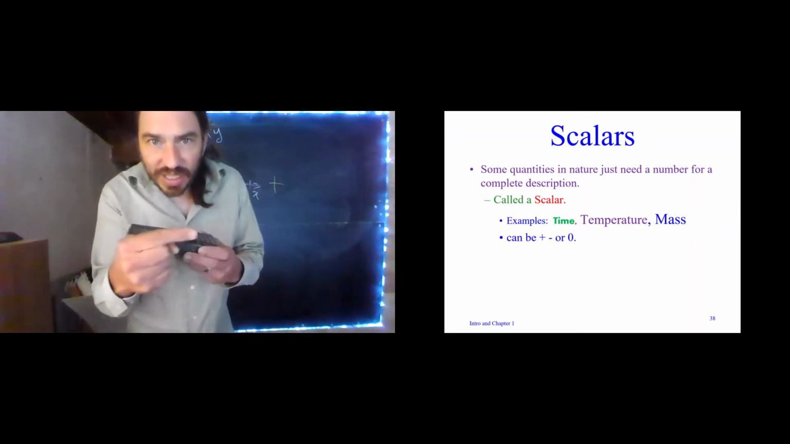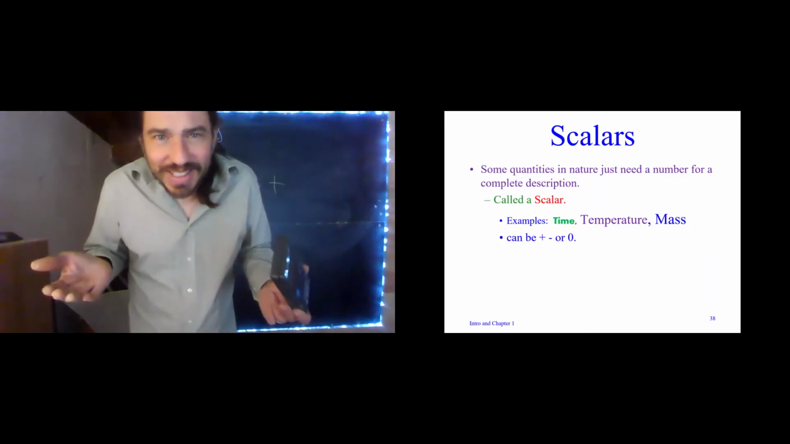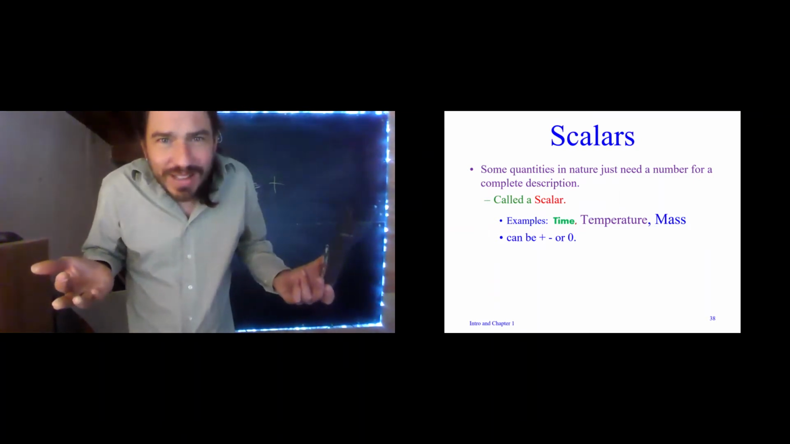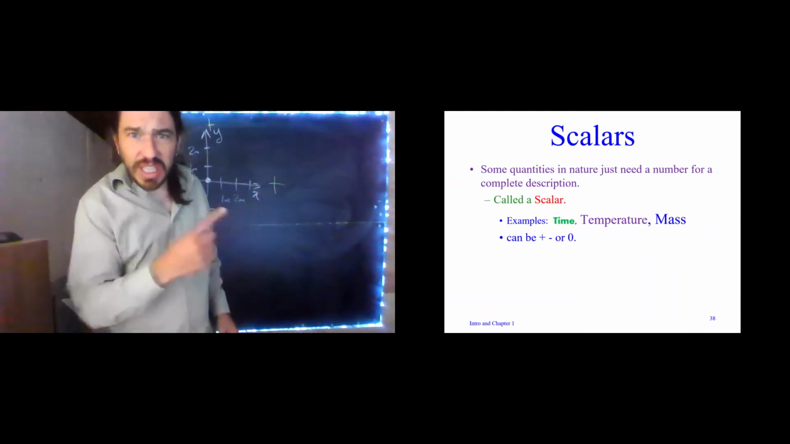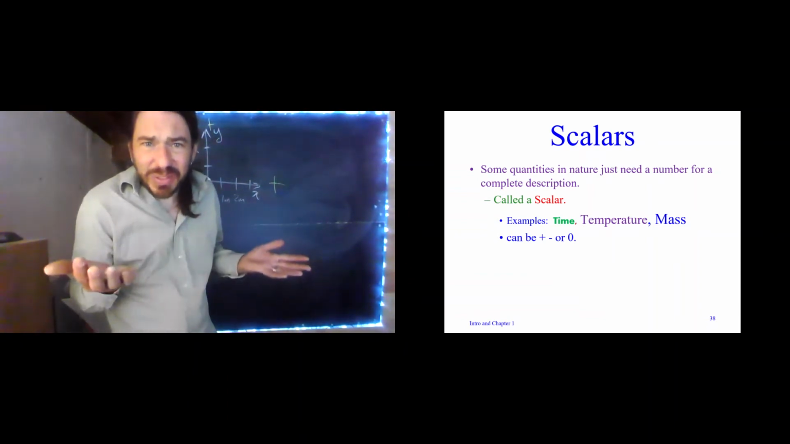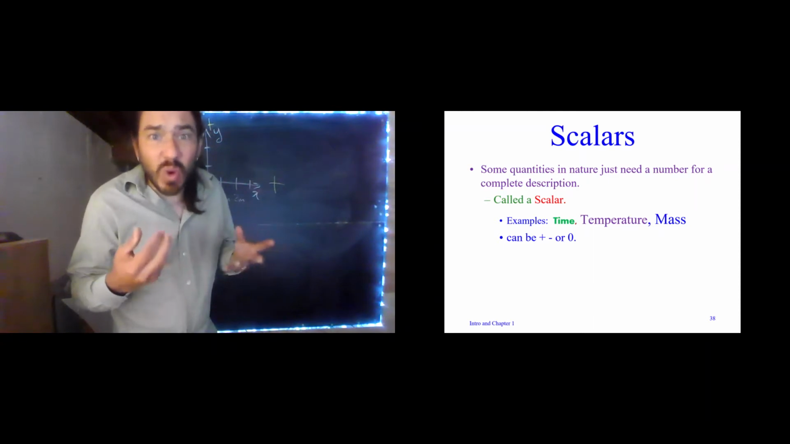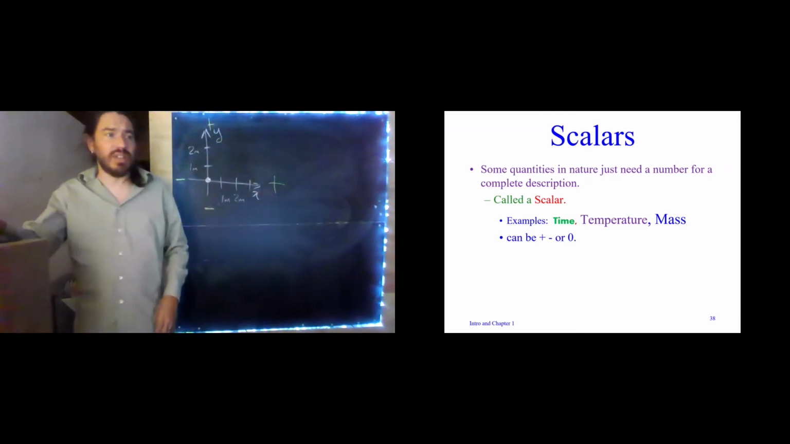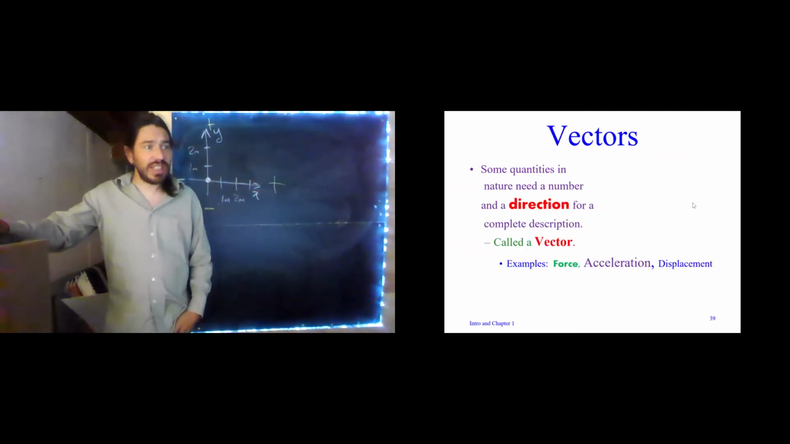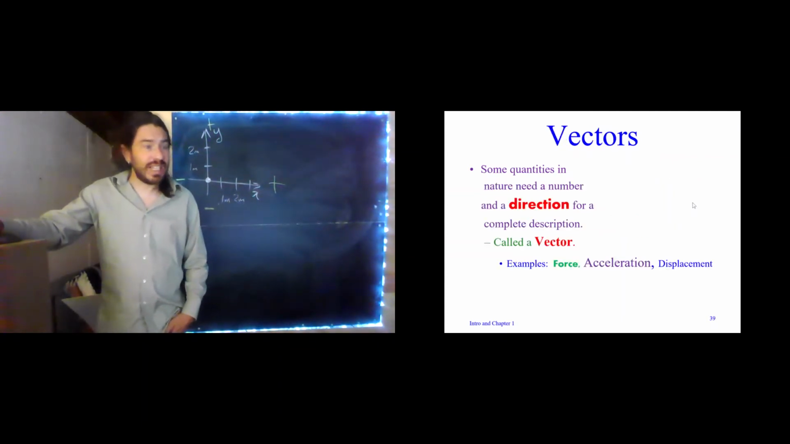200 grams in that direction? That doesn't even make sense. How can mass have a direction? It's 4 degrees outside in that direction? I don't know what it means, right? Some quantities just don't need a direction. But maybe you're thinking, well, what would need a direction? Some things need a direction and a magnitude, or a size, for a complete description.